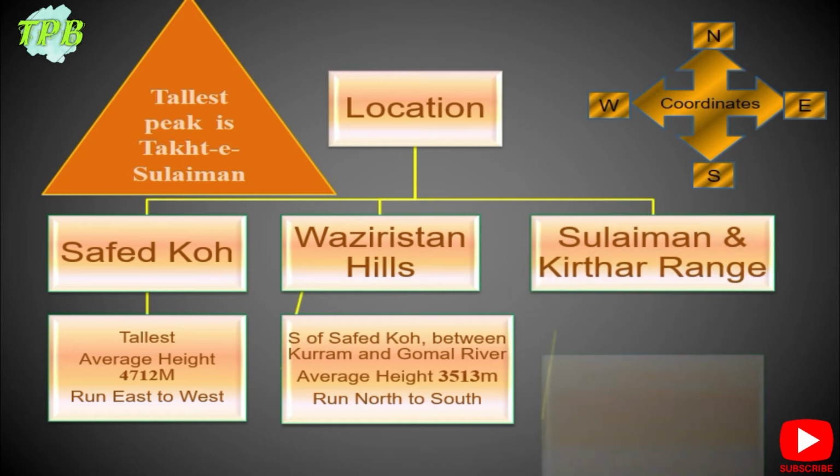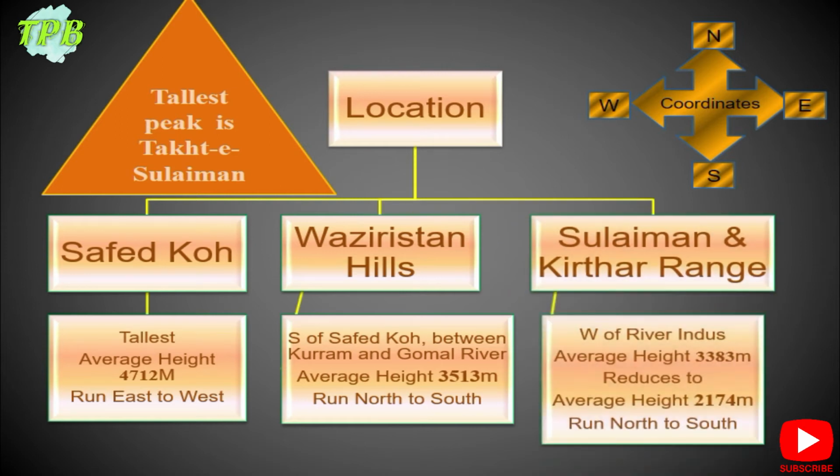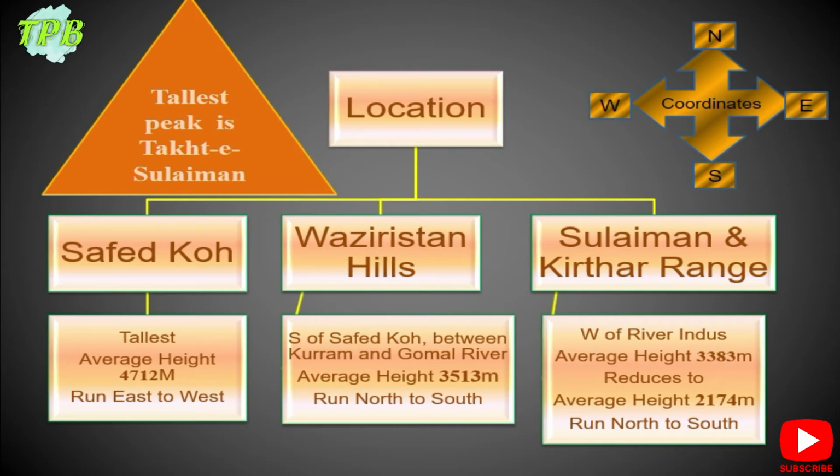Suleiman and Kirthar range is in the west of River Indus. The average height of these ranges is 3,383 meters in the north, which means the Suleiman range, and in the south, the Kirthar range has an average height of 2,174 meters. This range runs from north to south direction. The tallest peak in the Western Mountains is Takht Suleiman.